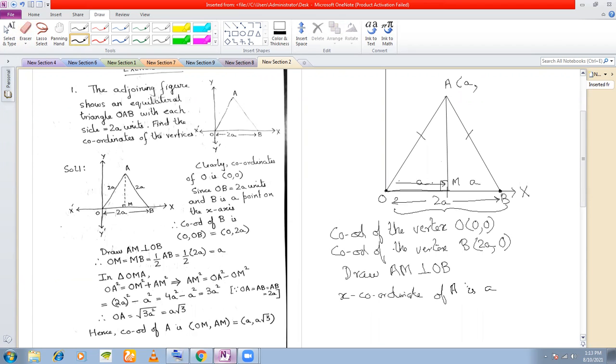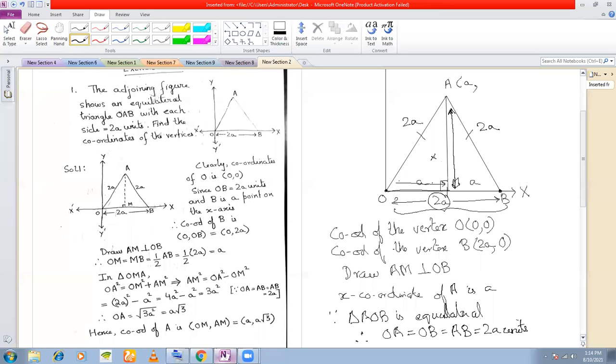Now remains the question of the y coordinate. The y coordinate is what distance? The y coordinate is this distance, right? So how do you find out this distance? This is an equilateral triangle, right? So if this length is 2a, this must also be 2a and this must also be 2a. So since triangle AOB is equilateral, therefore OA is the same as OB is the same as AB, which is equal to 2a units, right?